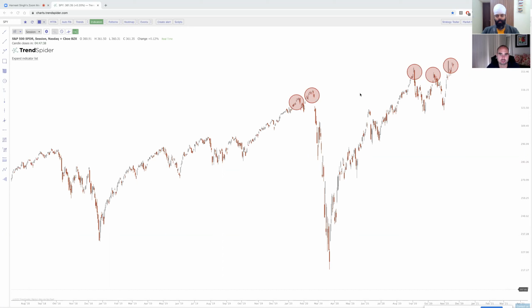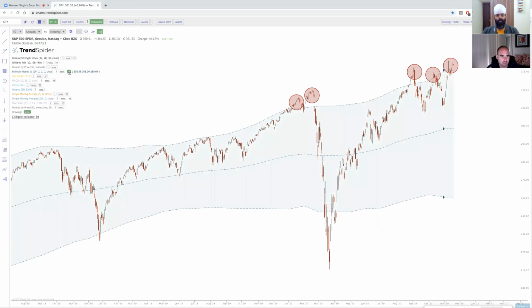These red circles are a function of the upper monthly Bollinger Band. If I turn on MTFA, that just allows me to overlay a longer term time frame on a shorter term chart. So we're looking at the daily chart and we want to look at the monthly Bollinger Band. I can just turn on the Bollinger Bands here and you'll see the price action is starting to get into that red zone again.